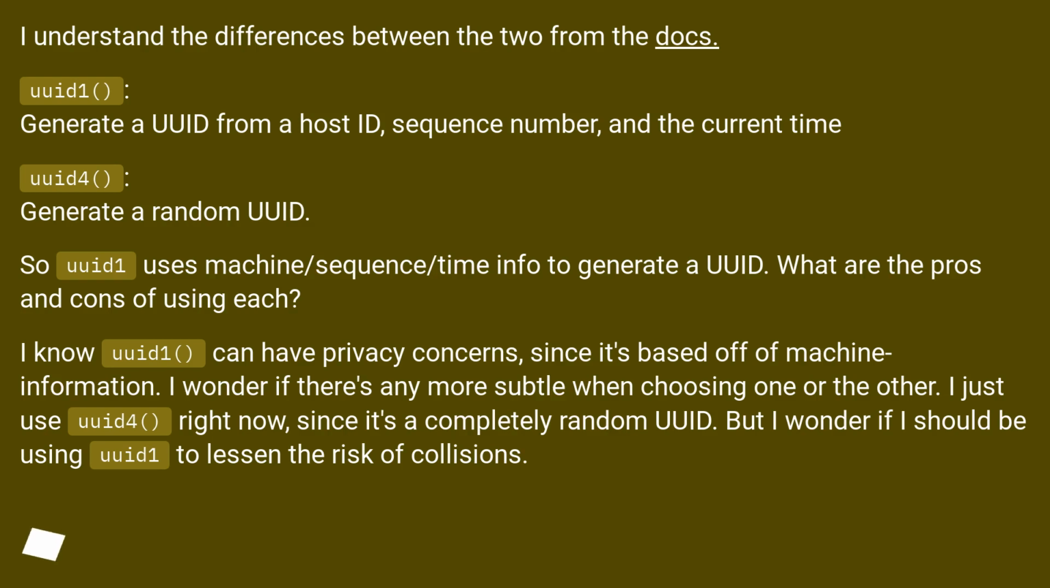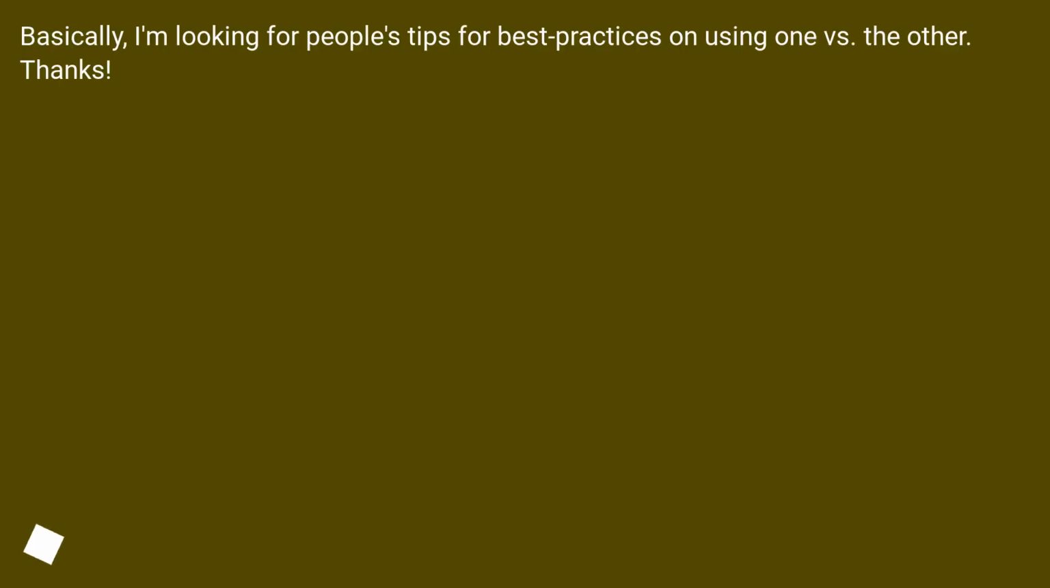I know uuid1 can have privacy concerns, since it's based off of machine information. I wonder if there's anything more subtle when choosing one or the other. I just use uuid4 right now, since it's a completely random UUID. But I wonder if I should be using uuid1 to lessen the risk of collisions. Basically, I'm looking for people's tips for best practices on using one versus the other. Thanks.